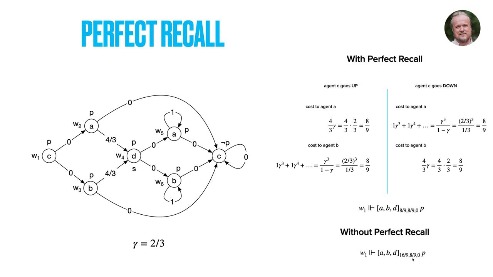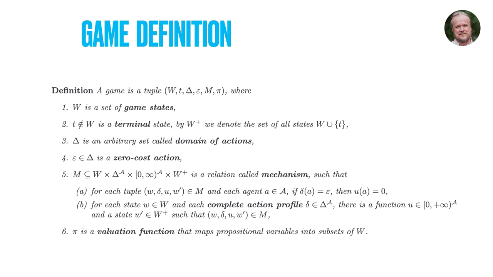After those examples, let me proceed to more formal definitions. The models that we use for our logical system are games, which are similar to systems used as semantics for resource-bounded coalition logic. The major difference is that we take a more general approach and we assume that the cost of transition to each agent can depend on actions of other agents. So it's more like in traditional game theory, where cost depends not only on your action, but on the actions of other agents.